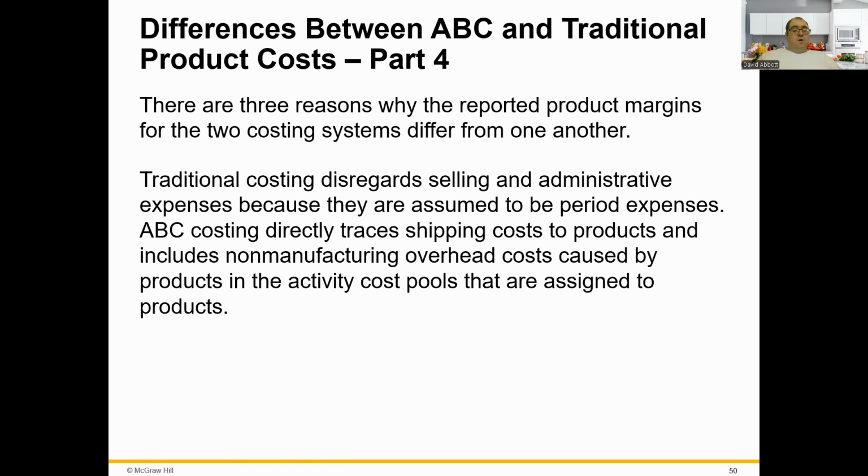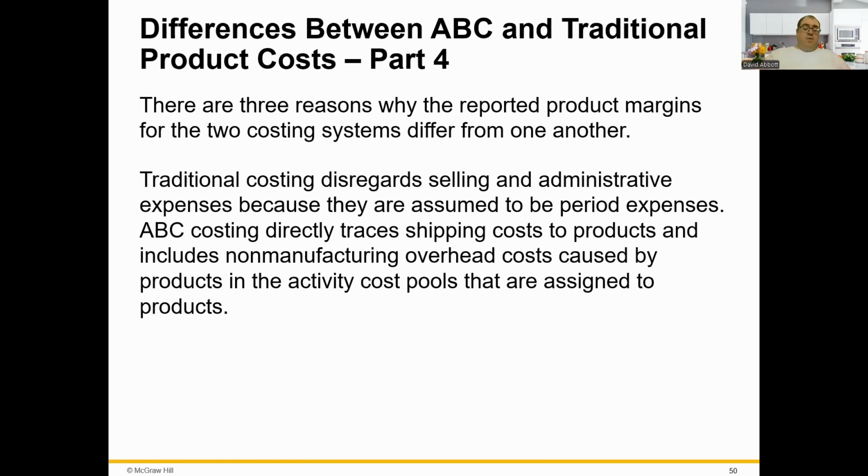The traditional cost system disregards selling and administrative expenses because they are treated as period expenses. The ABC system directly traces shipping costs to the products and includes non-manufacturing overhead costs caused by products in the activity cost pools that are assigned to the products.